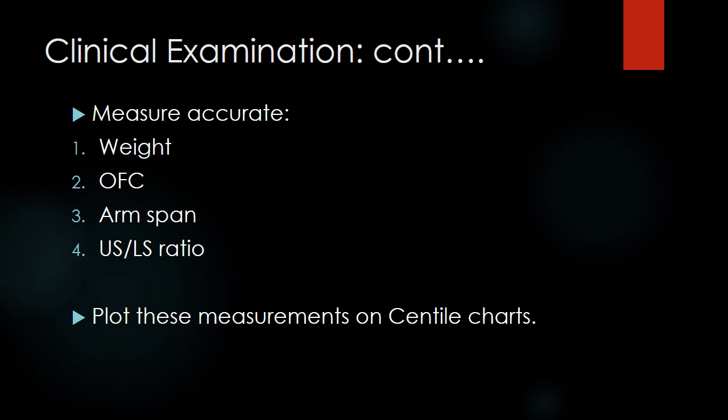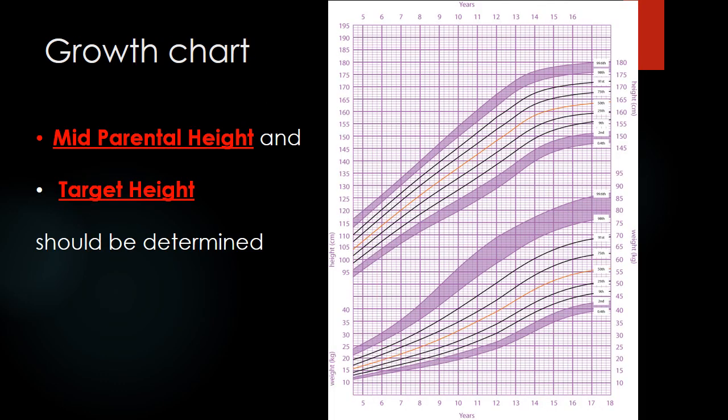The other measurements include weight, occipito-frontal circumference, arm span, upper segment to lower segment ratio that we are going to talk about in more detail. And then we need to plot these measurements on the growth charts, the centile charts. This is very, very important. And this is how the growth chart looks like.